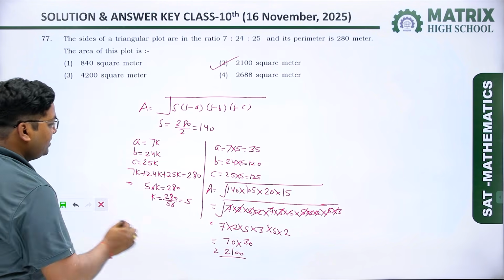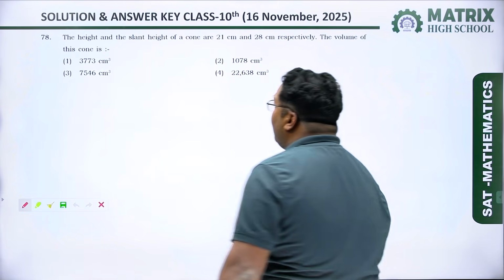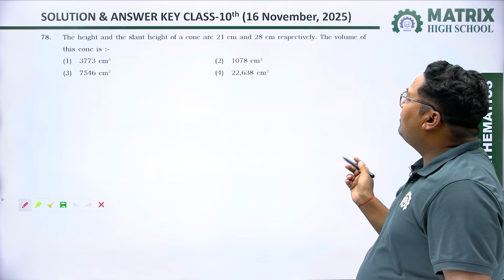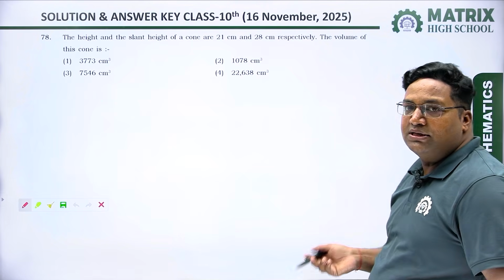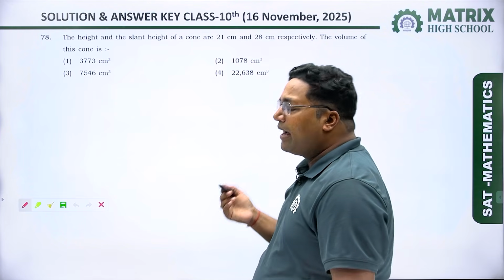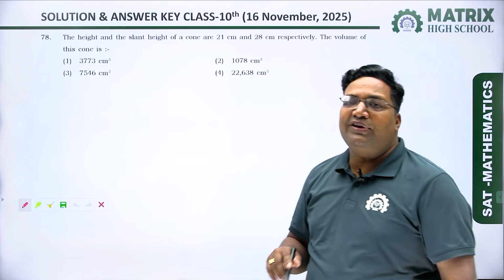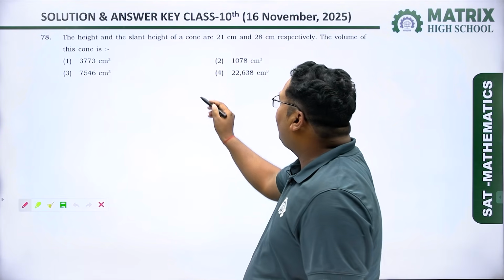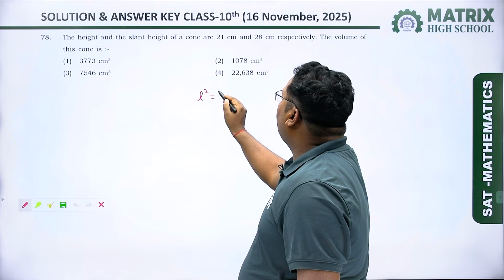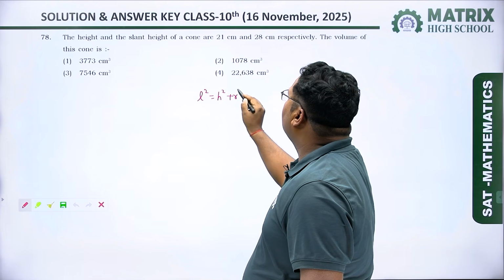Now coming to the next question. The height and the slant height of a cone are 21 centimeter and 28 centimeter respectively. The volume of this cone is. So here slant height and height is given. So first of all we have to find out the radius of the cone. So for radius we have to apply L square equal to H square plus R square.